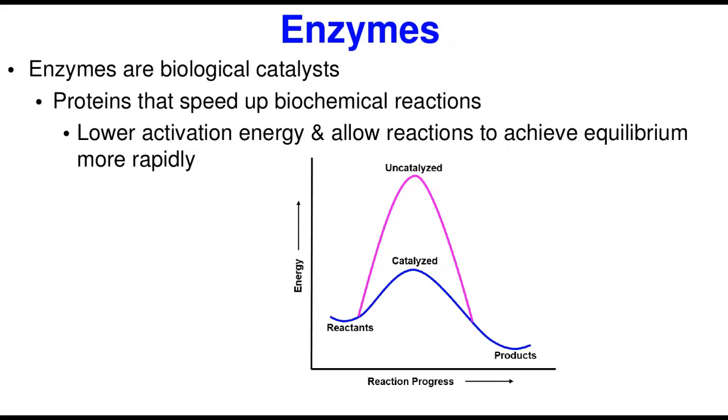What are enzymes? Enzymes are biological catalysts. They're usually proteins. And what are catalysts themselves? Remember, like we did in the introductory class before this level, catalysts speed up the rate of a chemical reaction by lowering the activation energy of the reaction. They allow reactions to achieve equilibrium more rapidly or faster. That's exactly what catalysts do.